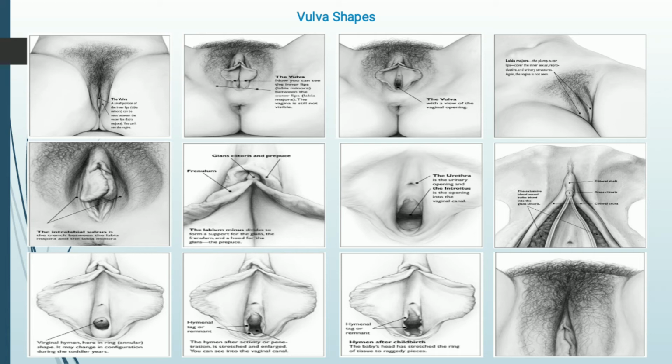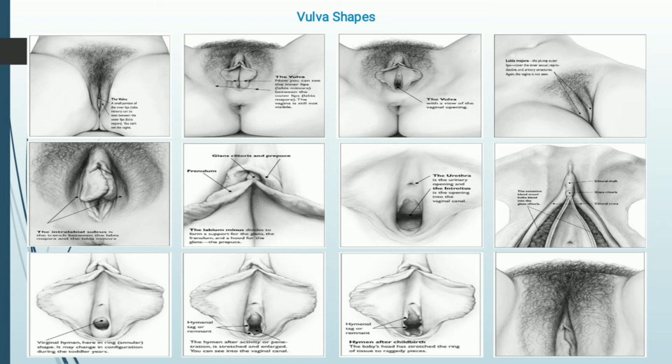In the next picture you can see that there is a vestibular space. As I said, the space between the labia majora and the labia minora is known as vestibular space. So this is a space between labia majora, that is the outer fold, and labia minora, that is the inner fold. This space is covered by the vestibule, that's why it is known as vestibular space.